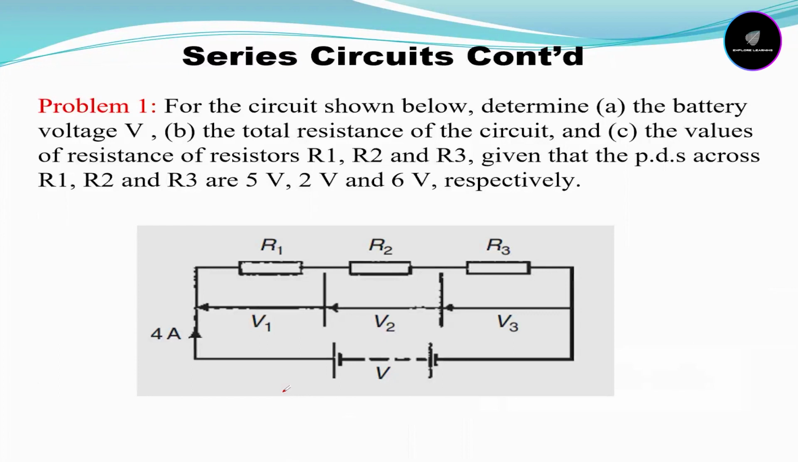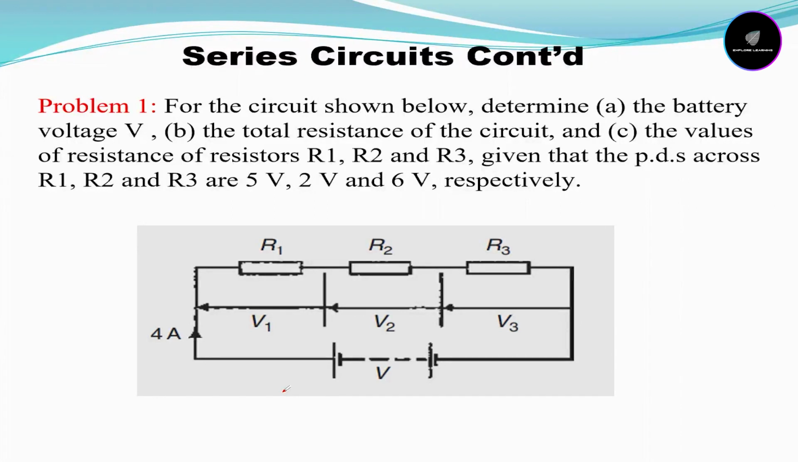Now let's consider this exercise. It says for the circuit shown below, determine A, the battery voltage V, B, the total resistance of the circuit, and C, the values of resistance of resistors R1, R2, and R3, given that the PDs across R1, R2, and R3 are 5V, 2V, and 6V.